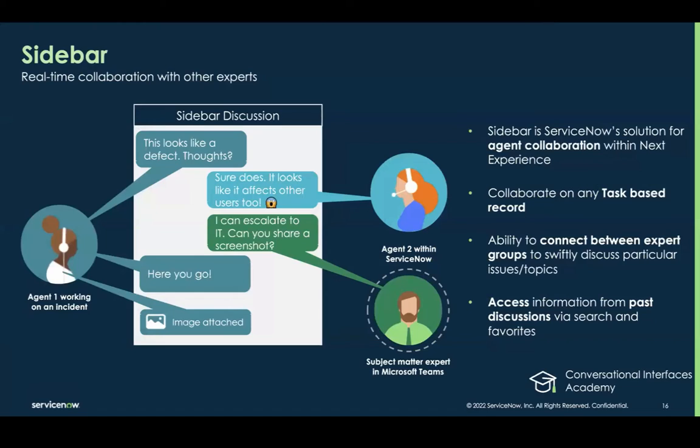Last one, just a high level on the sidebar, since it's an alternate solution for the Connect chat. So the agent, while they are in live interaction with the end user, can also initiate a sidebar discussion and get help from the other agent who is knowledgeable and aware about that issue, or they can also bring the subject matter experts, even from Microsoft Teams, and start the sidebar discussion as an interaction.